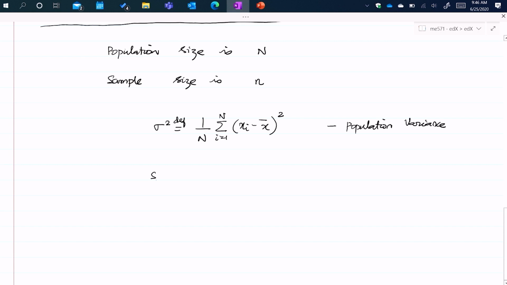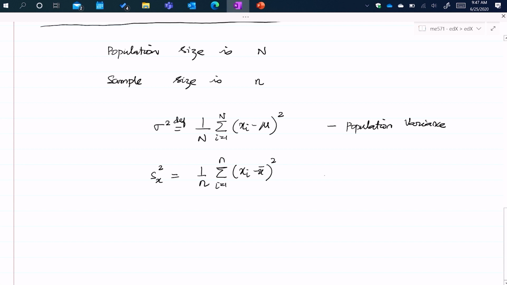And this is the population variance. Now the sample variance is s sub x squared, and that is 1 over little n summation i going from 1 to n of xi minus x bar squared.